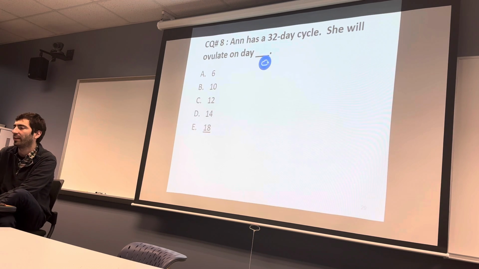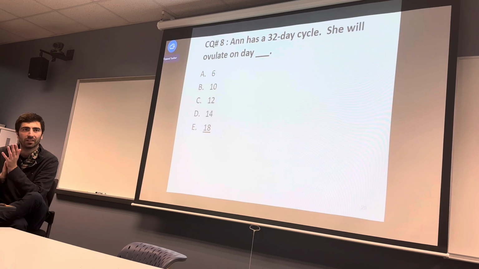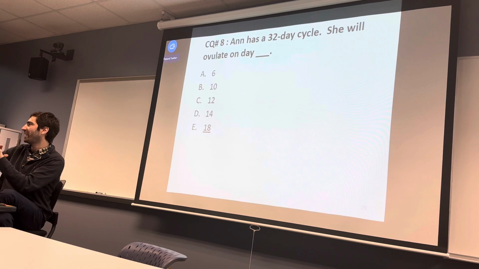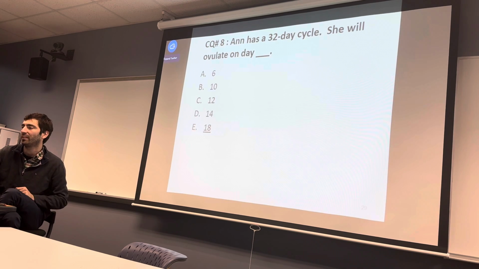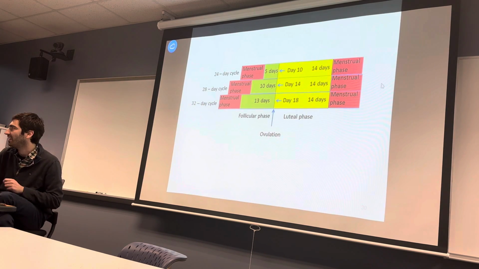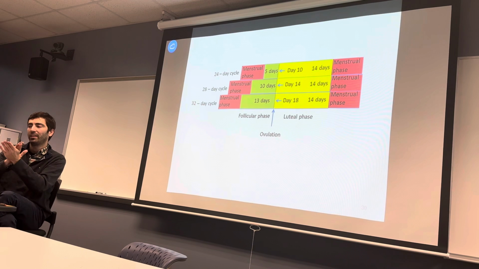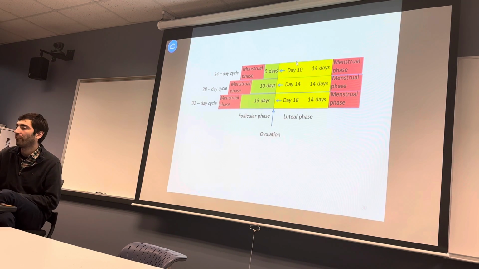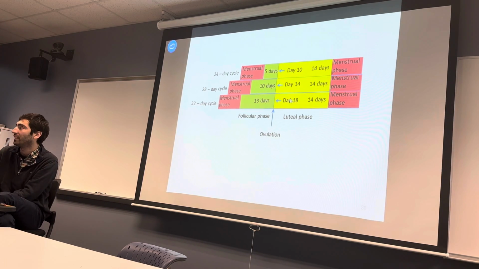So how did we get there? Just subtract 14. What you want to do is essentially take the number of days of the cycle and subtract 14. Why do we do that? Because that 14-day period is the luteal phase, which tends to be fixed from individual to individual. So even if you have a 24-day cycle, 28-day cycle, or 32-day cycle, the luteal phase is fixed at 14 days. So you just subtract 14.